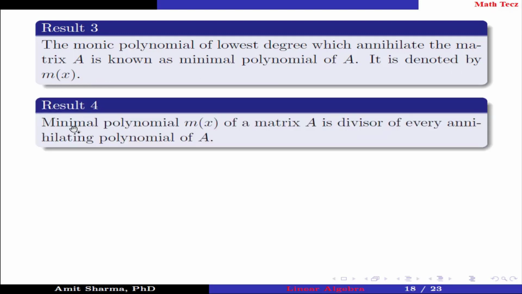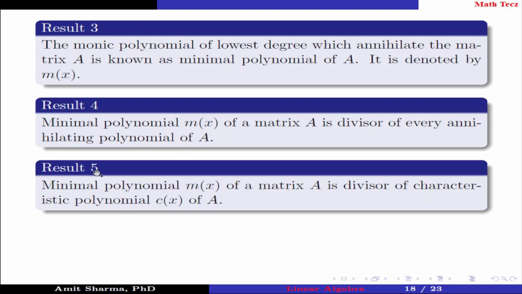Result number 4. The minimal polynomial m(x) of a matrix A is a divisor of every annihilating polynomial of A. Result number 5. The minimal polynomial m(x) of a matrix A is a divisor of the characteristic polynomial c(x) of A.